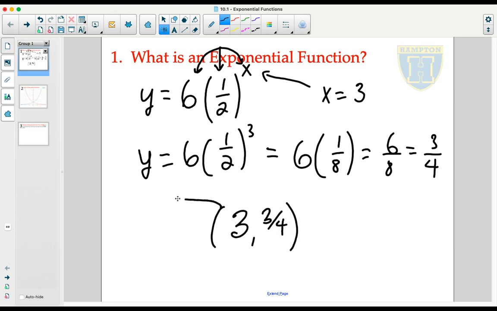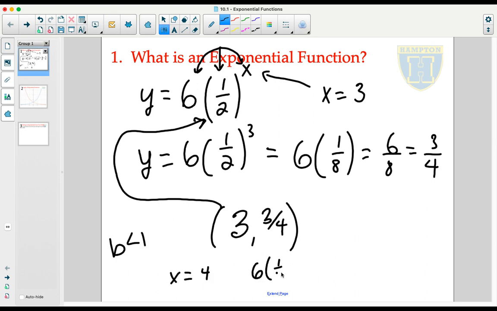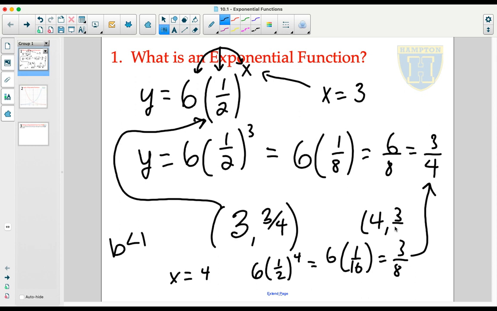The fact that this base is less than 1 indicates to us that we should anticipate smaller and smaller values of y as x increases. If I raise x to 4 and I evaluate that equation again, that's going to be 6 times 1/16, which is 3/8, half as much as the previous output, and giving us the point 4, 3/8.